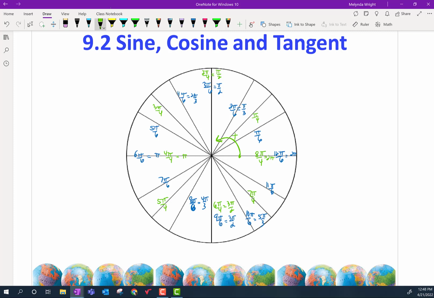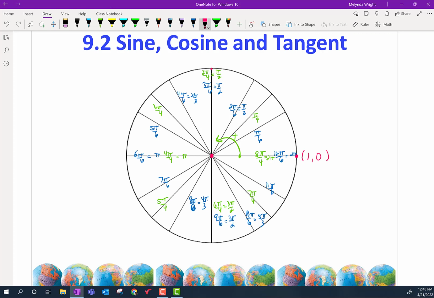So let's talk about coordinate points now. Each of these angle measures has a set of coordinate points associated with it. Keep in mind that this is a unit circle, so the radius is 1. So this is at 0, 0, the origin. So this location, keep in mind this is a radius of 1. So what do you think the coordinate point would be here on this first quadrantal? Yeah, it would be 1, 0. The x coordinate is 1, the y coordinate is 0.